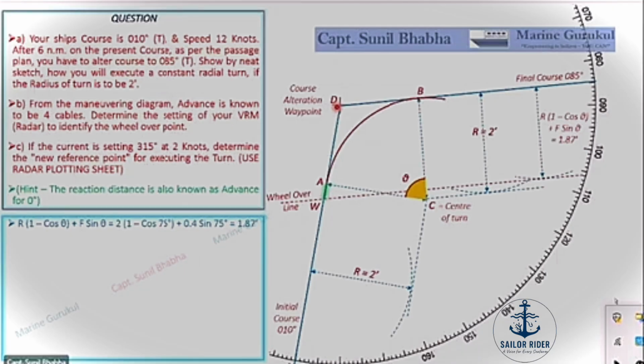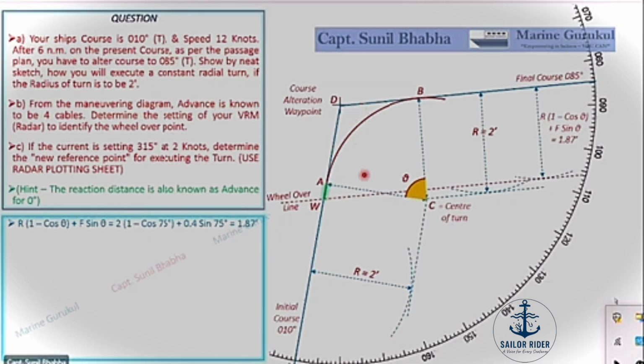Even if you have some cross-track error, let us say you are moving on this particular track, you can follow the laser pointer. If you have a cross-track error, you are moving like this. Now, as soon as you come here on the wheel over line, this is the point where the VRM will be exactly touching the final course line.